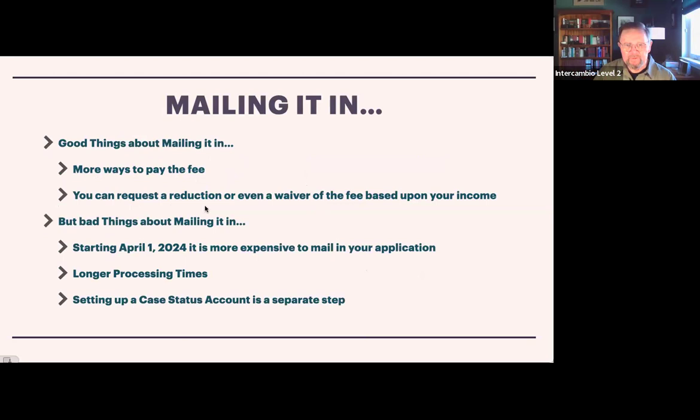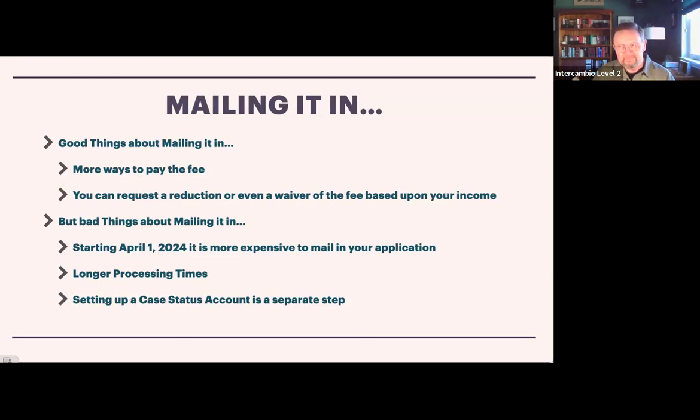And also, if your family household income is below a certain level, that's 400% of the federal poverty guidelines, if it's below that level, you can request a reduction in fee. Or if it's even lower than that, you can request a waiver, which means you have no fee. You don't have to pay a fee at all. But the only way to get that lower fee or have the fee taken away because of your household income is if you mail in your form.